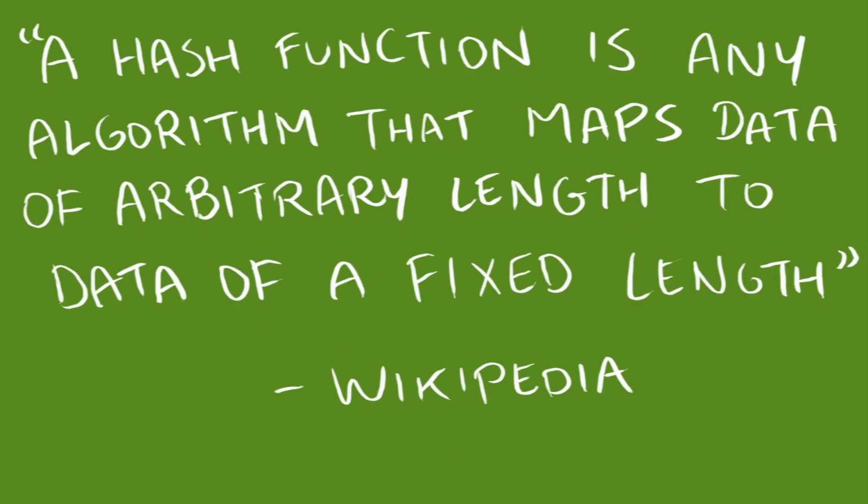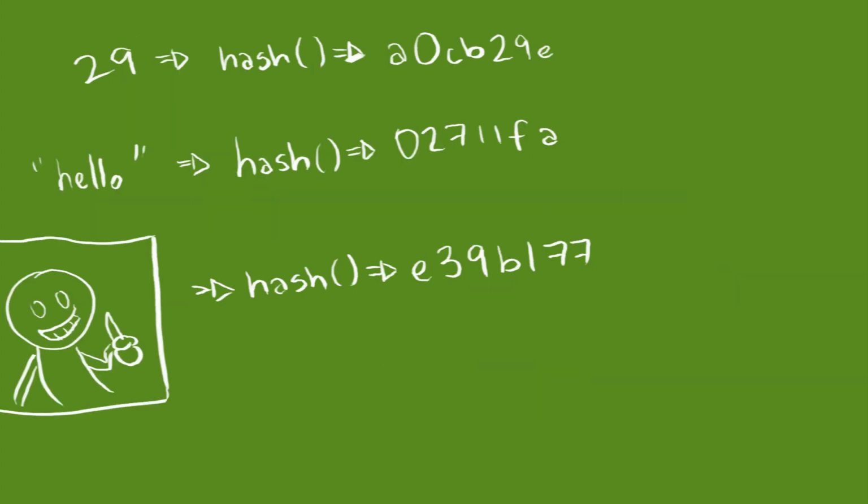A hash function is any algorithm that maps data of arbitrary length to data of a fixed length. So no matter what sort of data you put in, you always get a variable within a certain range.